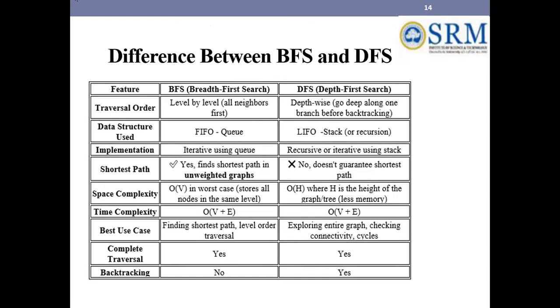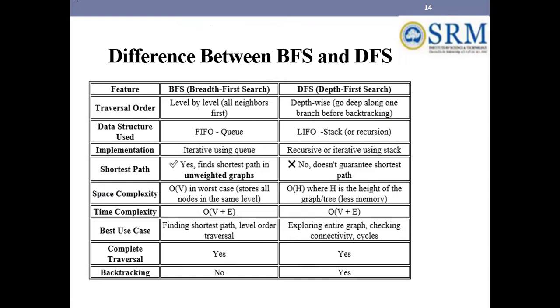And for implementation, BFS is iterative using a queue, with a looping statement. But in the case of DFS, there's backtracking, recursive or iterative using a stack. Because the backtracking concept is used, it uses recursion, and recursion uses the stack. Shortest path: yes, BFS finds the shortest path in an unweighted graph. No, DFS does not guarantee the shortest path. And space complexity is order of V in the worst case.